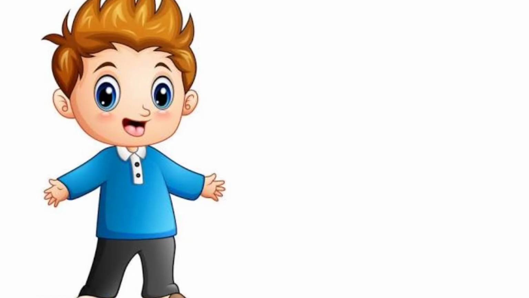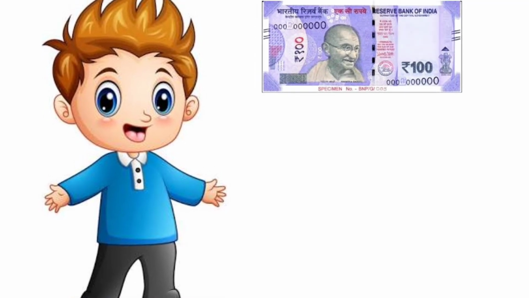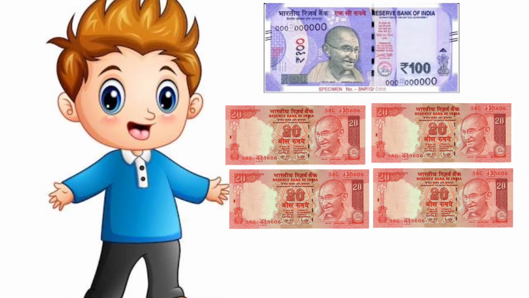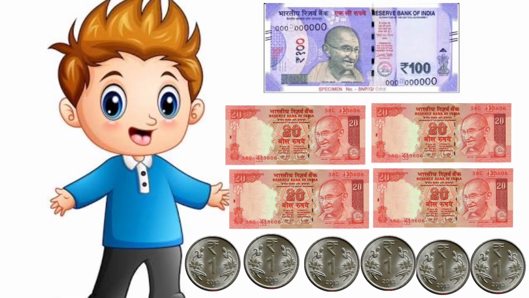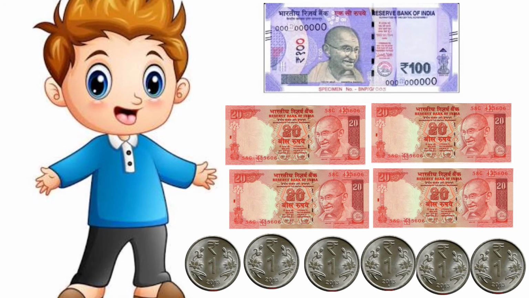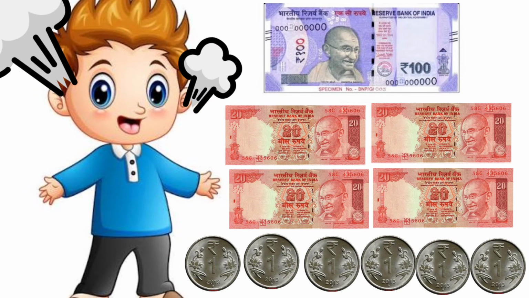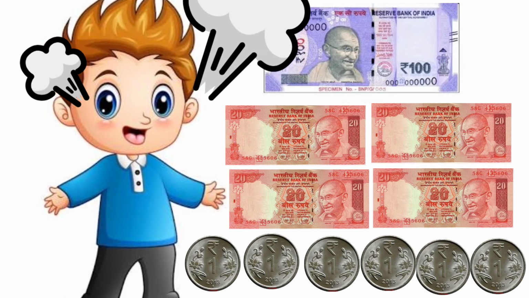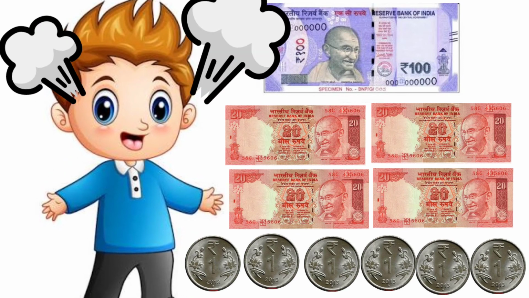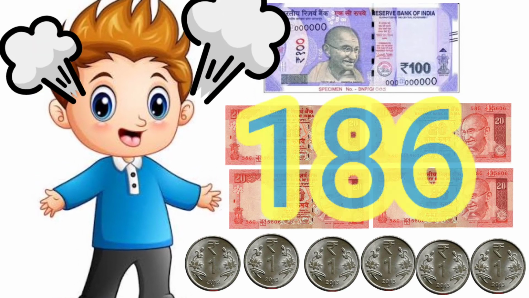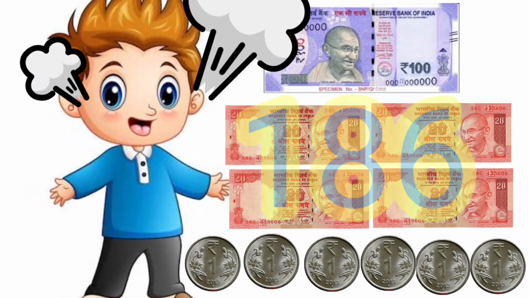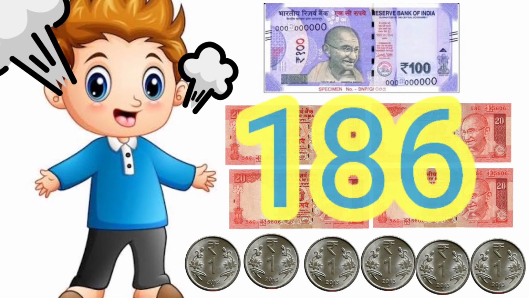Now next example. Sanju has a 100 rupee note, 4 notes of 20 rupees, 6 coins of 1 rupee each. So how much money does Sanju have? Let's count. Yes, altogether Sanju has 186 rupees. Very good, my dear children. Here what we are doing? We are doing addition.